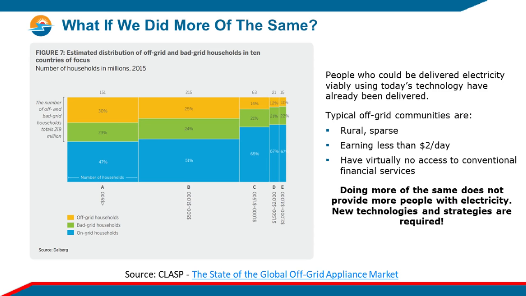So what do these off-grid communities look like? They are usually very rural, very sparse. Our main mode of electricity distribution, the power grid, does not really work if the loads are so distributed, because the price just becomes really high.